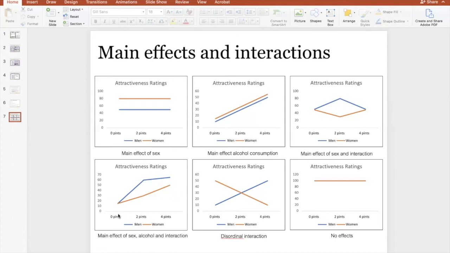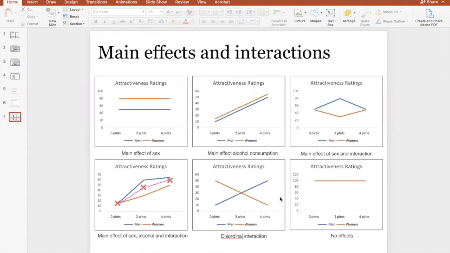Now to assess if there's a main effect of number of pints, remember we want to actually draw 3 new dots. So we want to get the average attractiveness rating for 0 pints, which is pretty easy. For 2 pints would be right in the middle there, and for 4 pints, right in the middle there. And then again, you'll draw a line connecting these dots. If the line has a slope to it, then we have a main effect of pints, which is what we see here.